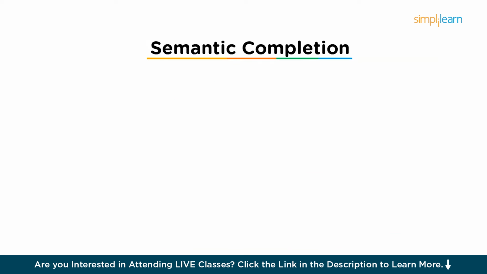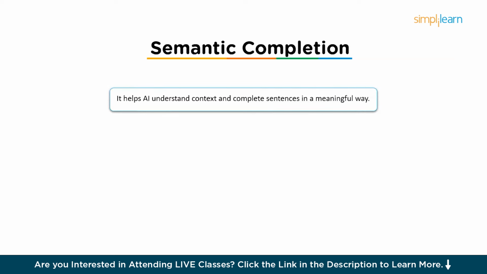Now we will understand what semantic completion is. AI that finishes your sentence. Imagine texting your friend and your phone predicts the next word or phrase based on what you mean, not just random words. That's semantic completion. It helps AI understand the context and complete sentences in a meaningful way.